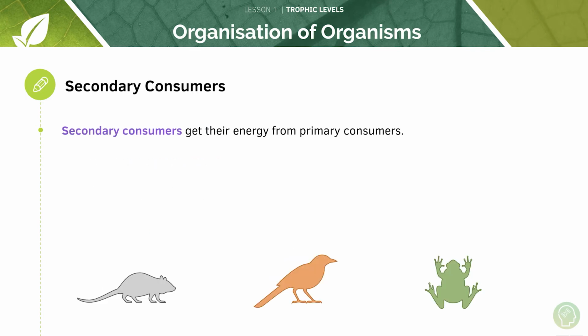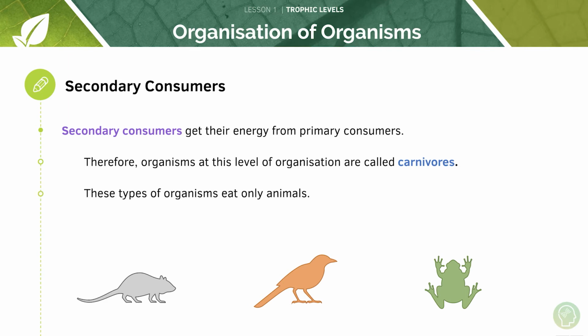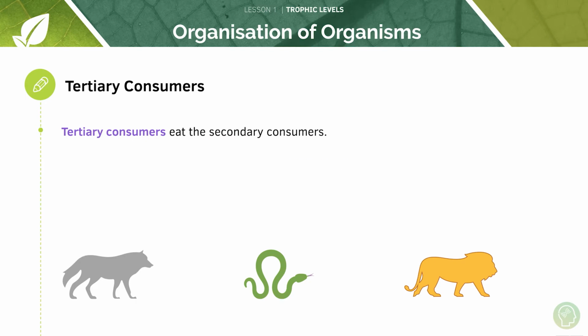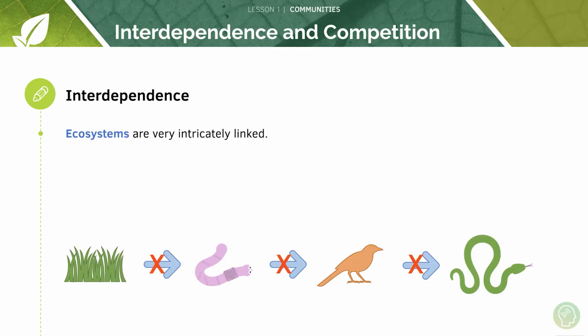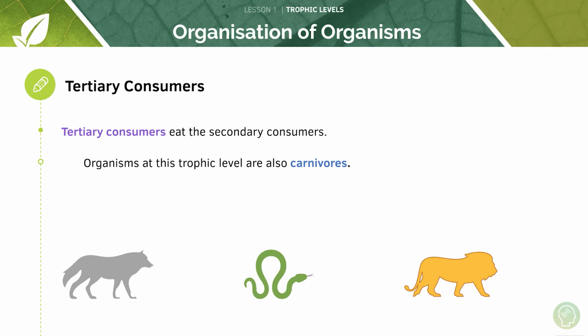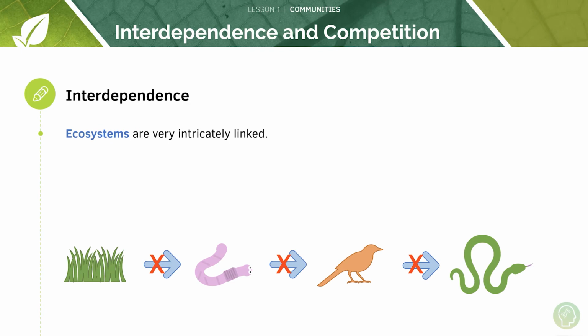Now, secondary consumers get their energy from primary consumers, and we refer to them as carnivores because they are eating consumers, they're eating meat, I guess. These types of organisms eat only animals, and it's the same with tertiary consumers, they're also carnivores. And tertiary consumers are at the apex of our food chain, so they're right at the top. As I said, we will be looking at food chains in much more detail in a tutorial that's coming up a little bit later, so stay tuned for that.